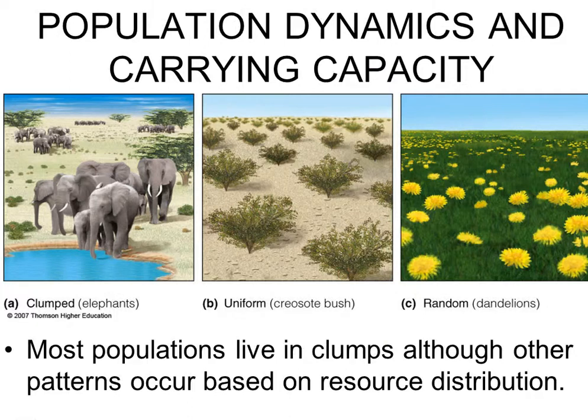So here are some graphics on the clumped, uniform, and random, giving you an example for each. Clumped elephants, also much like humans, would be clumped. They're clumped around resources that they use or in communities where they depend upon each other for survival. And then you see the uniform. Many plant species have uniform distribution. And then random, you see dandelions, and they are just scattered throughout wherever their seeds might germinate.